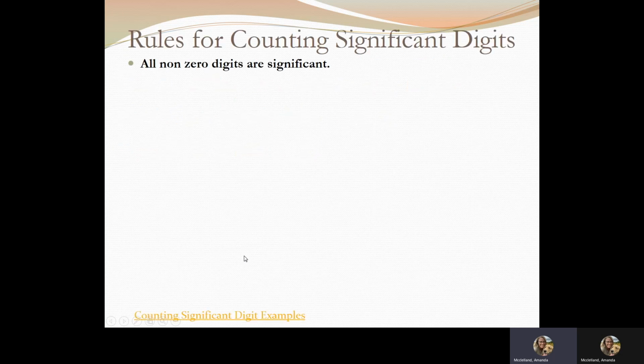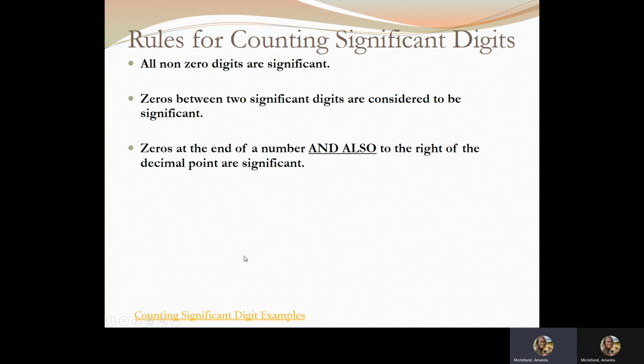So there's a rule. Every number that is not a zero is significant, so all non-zero digits. And then this rule I like to call the sandwich rule. Zeros that are between two non-zero numbers, so two digits 1 through 9, are going to be significant, because I can't have significant, not significant, significant, hence the sandwich rule.